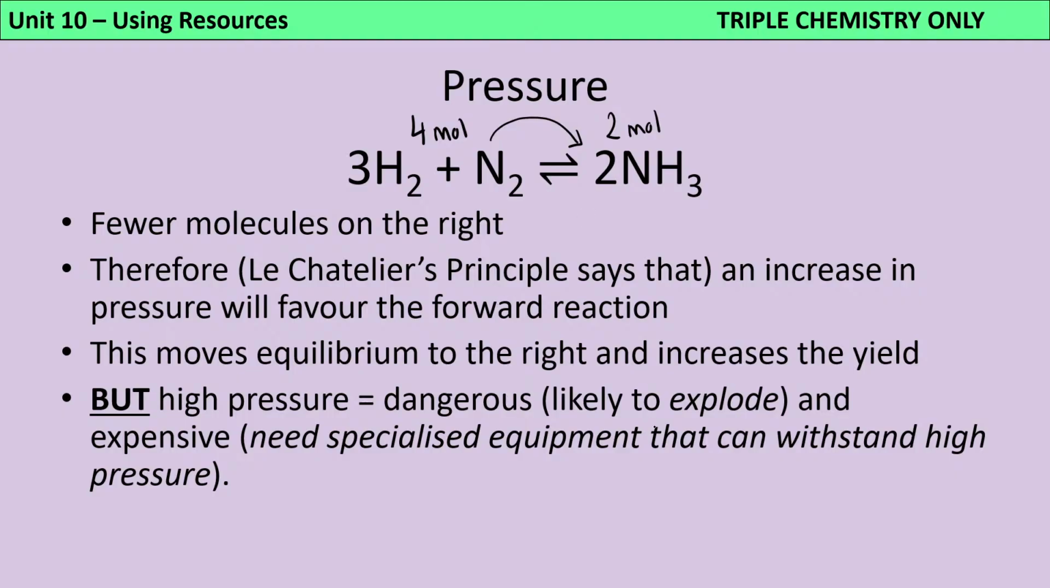But high pressure is dangerous because it's more likely to explode. Try and give as much detail as you can, right? Don't just say, oh, it's dangerous, say why. And also it's more expensive because you're going to need equipment that can cope with being at 200 atmospheres. So we pick a pressure that is basically as high as we can afford to. If we pushed it higher, we could have a bigger yield, but it would be more dangerous and more expensive.